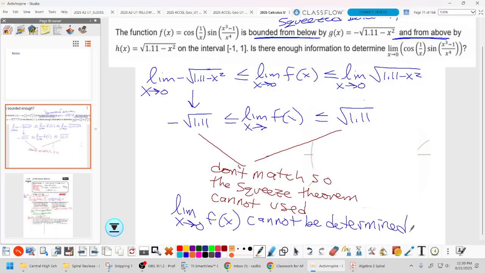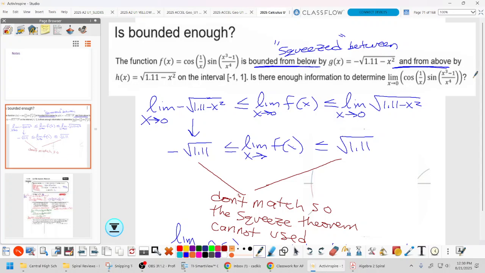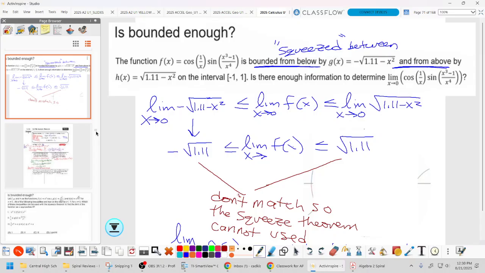So the question at the top is bounded enough. What do you say to that? Bounded meaning we know it's trapped on top and bottom. Is that enough? No, we have to meet both conditions, which means the limit has to be the same as well. Okay. Questions on that one?